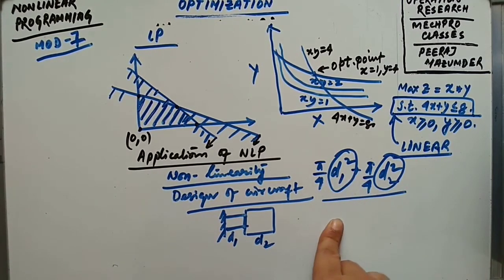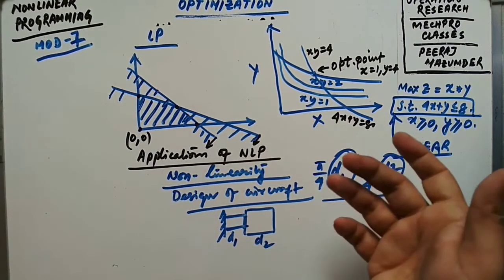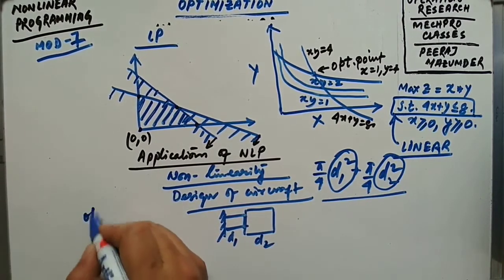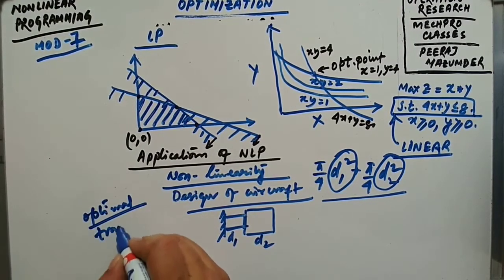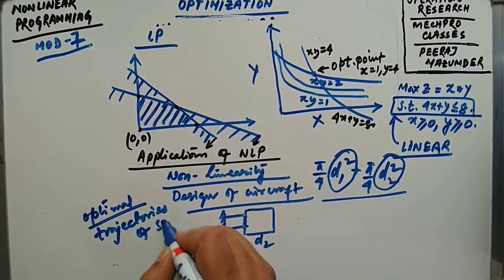So you can say many fields are there where we apply non-linear programming, mainly design of aircraft, aerospace structures for minimum weight, and also optimal trajectories of space vehicles.